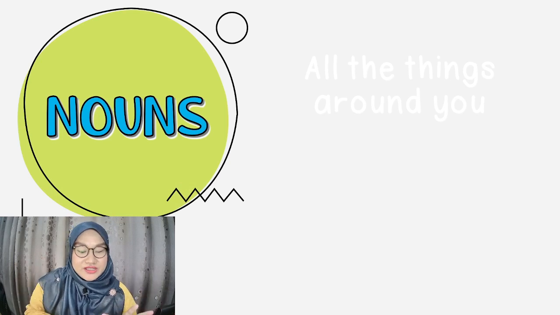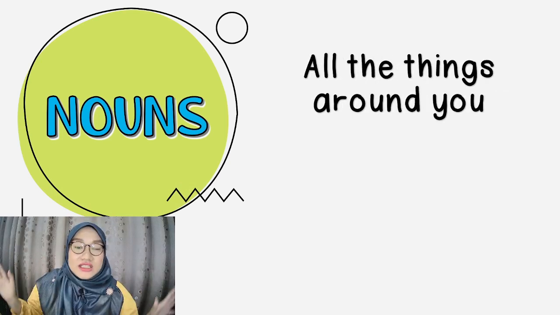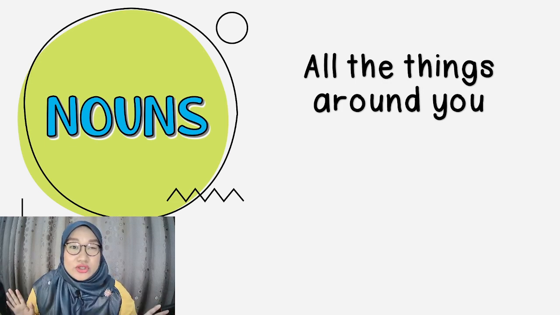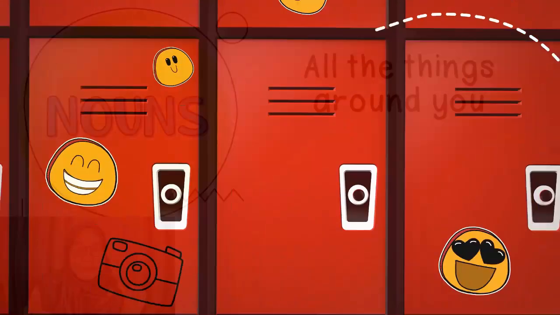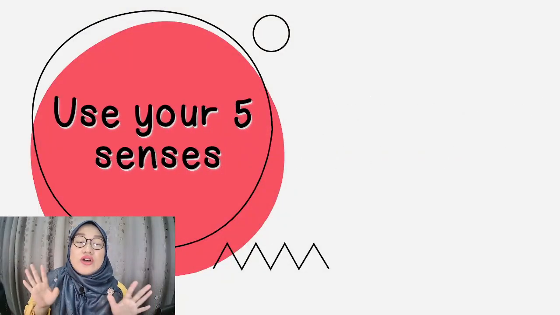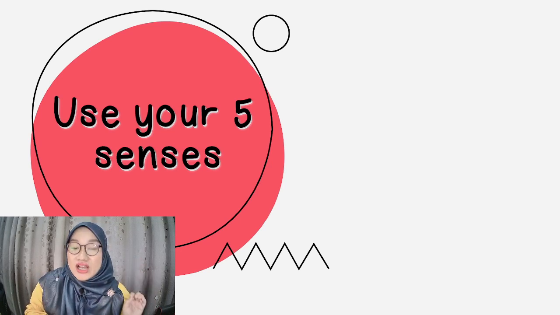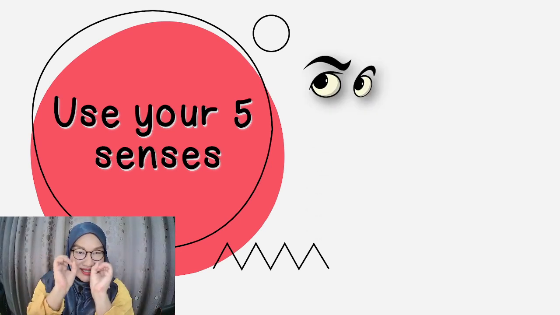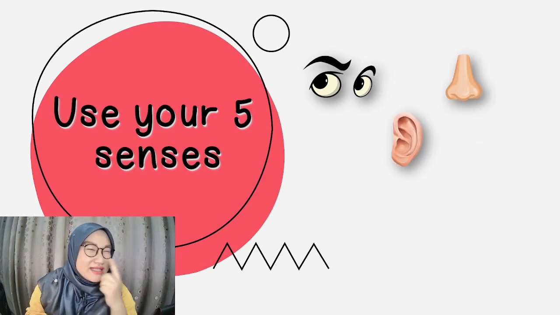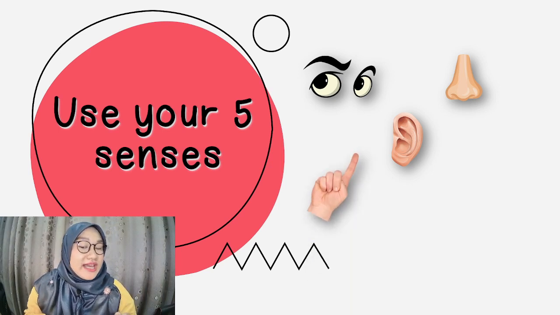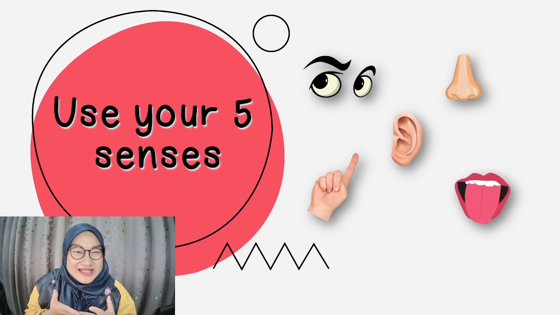The simple definition of a noun is all the things that are around you. So look to your left, look to your right, look in front of you, look behind you. What can you see? Those things are called nouns. And nouns use all of your five senses: you can see a noun, you can hear a noun, you can smell a noun, you can touch a noun, and you can taste a noun.